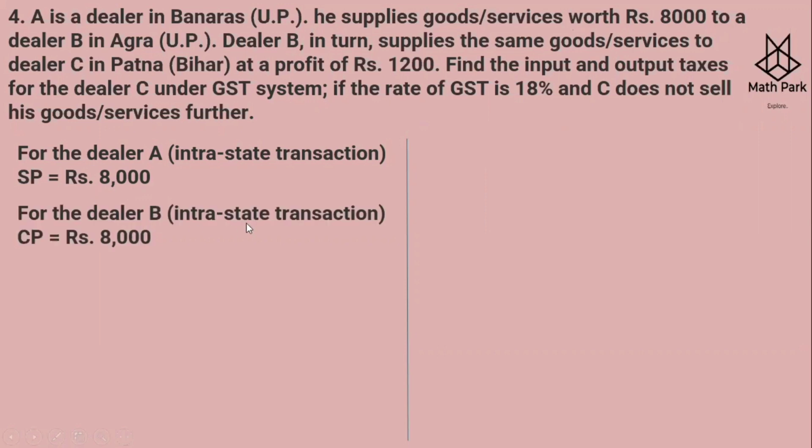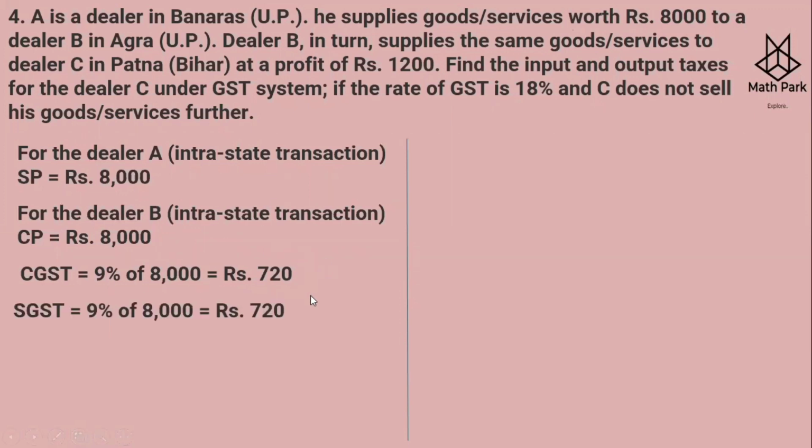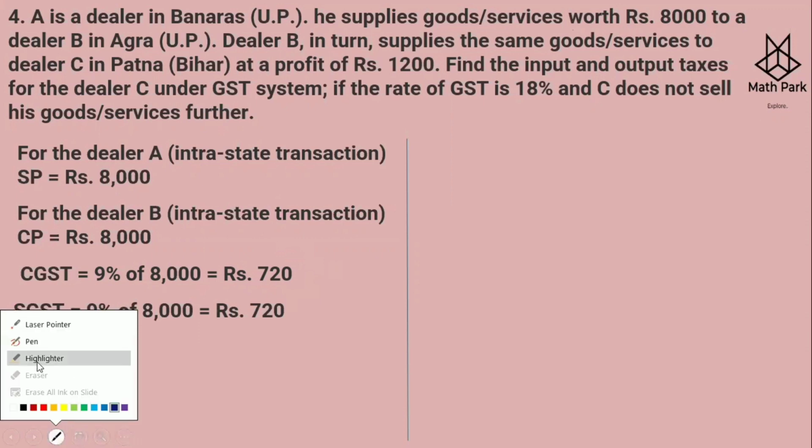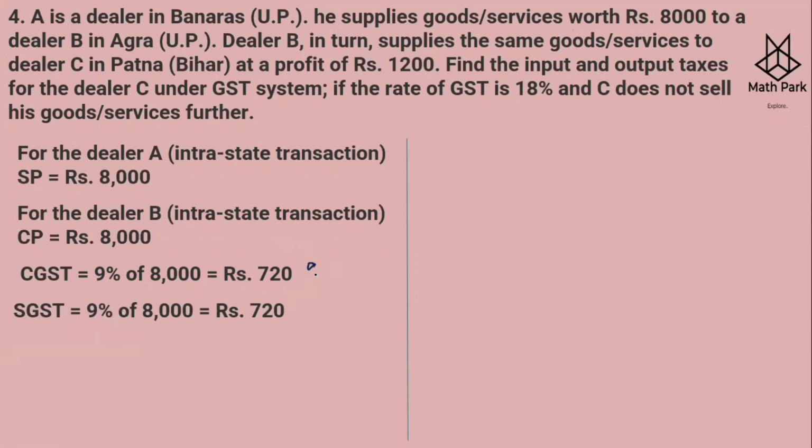For dealer B, that is an intra-state transaction, the cost price is purchasing the services for 8,000. And CGST is going to be 9% of 8,000 for dealer B, which is 9 by 100 times 8,000. This calculation is much easier. Mentally, you can calculate. Two zeros get cancelled. 9 8s are 72. This is 720. And SGST is also rupees 720. This is for dealer B for intra-state.